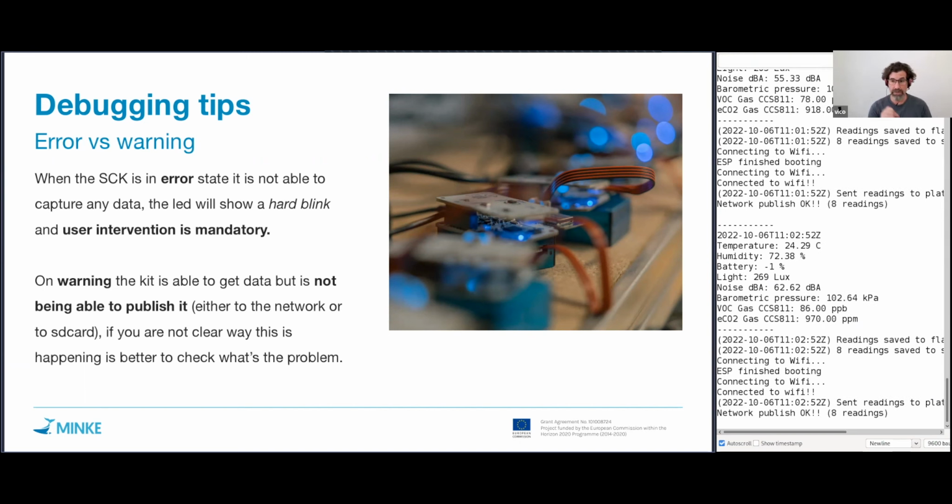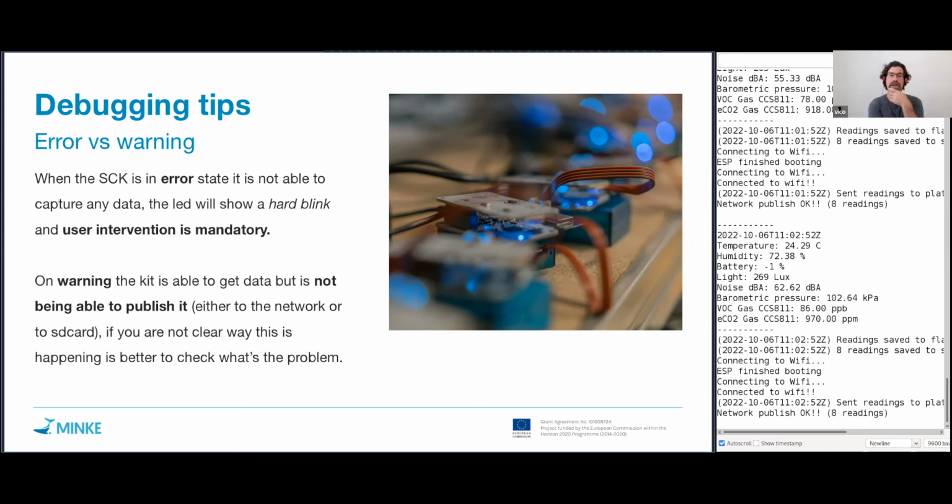In an error, the LED will blink really hard, meaning it goes from completely off to blue in the case of a network configuration. In the case of a warning, it's a mild blink. It never turns off completely, so you don't feel that it's blinking so hard. When the blink is hard, there could be several problems. We're going to check them in a second, but you need to pay attention to it.